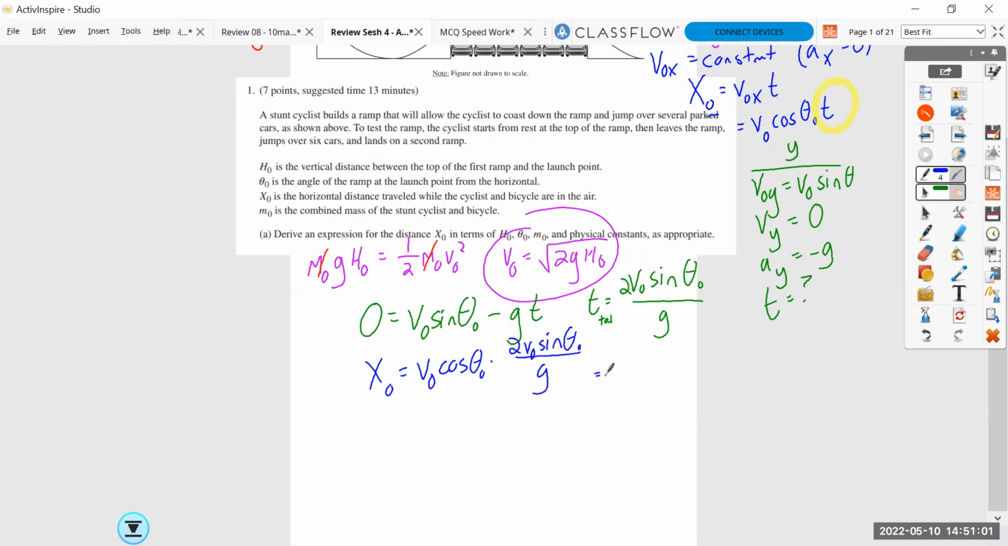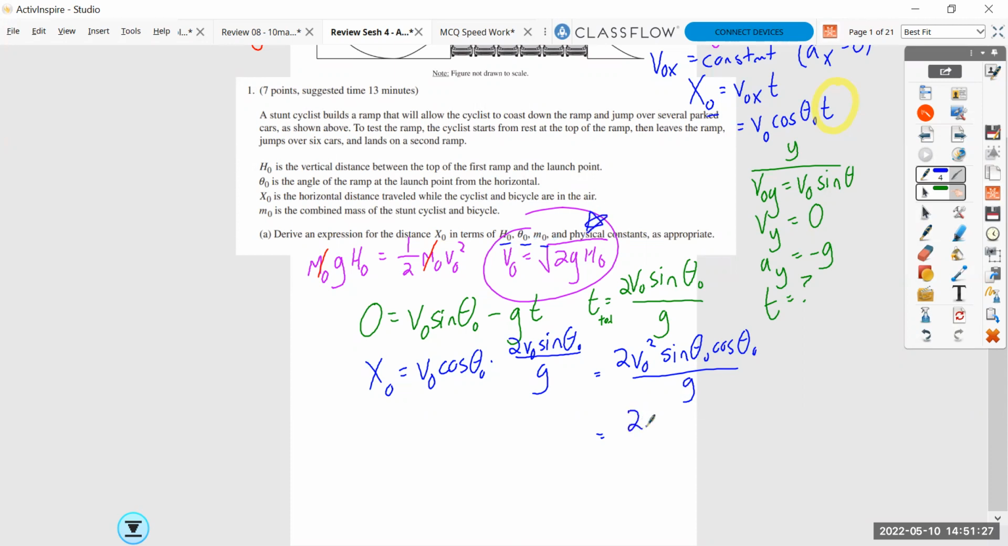If I gather all that together, that's 2 v0 squared sine theta 0 cosine theta 0 all over g. Now, this is pretty good. It's not quite enough to get us there because they, in fact, want it not in terms of v. They only want h, theta, m, and physical constants. So I do, in fact, have to substitute in for v0 squared. Fortunately, I know what v0 squared is.